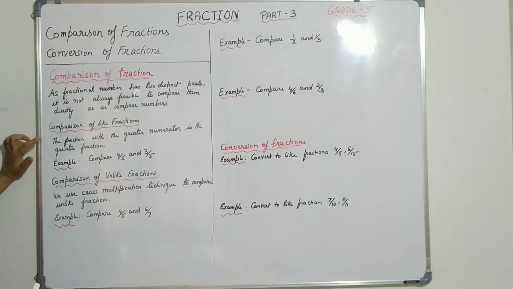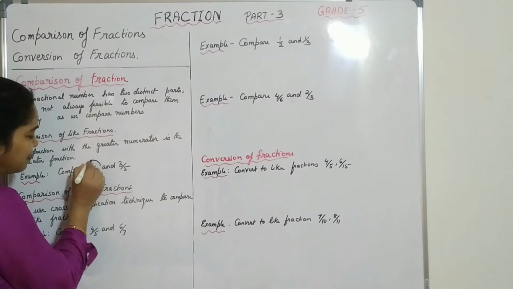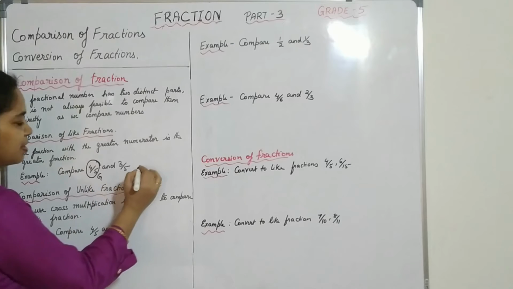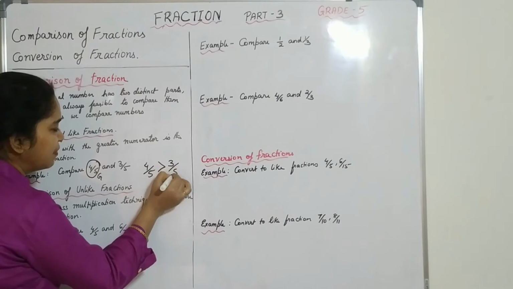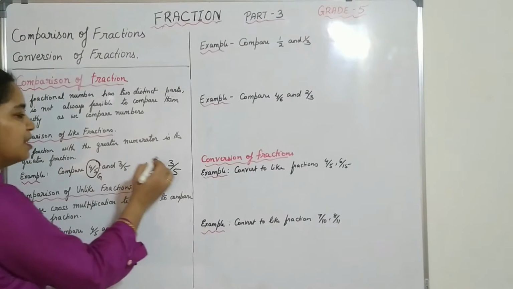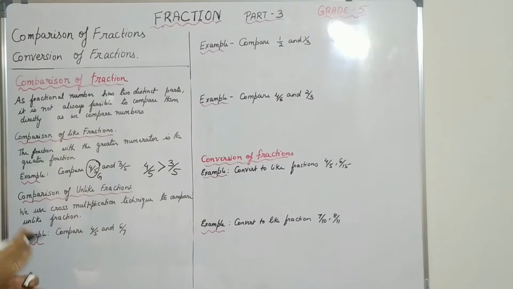Comparison of like fractions: the fraction with the greater numerator is the greater fraction. As an example, we have to compare 4 by 5 and 3 by 5. Here 4 by 5 is the greater fraction and 3 by 5 is the lesser one. So we can write 4 by 5 is greater than 3 by 5 because the numerator is greater than the other numerator, but the denominator is the same, so we can compare very easily.